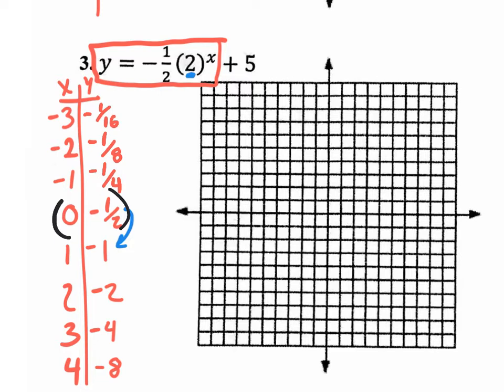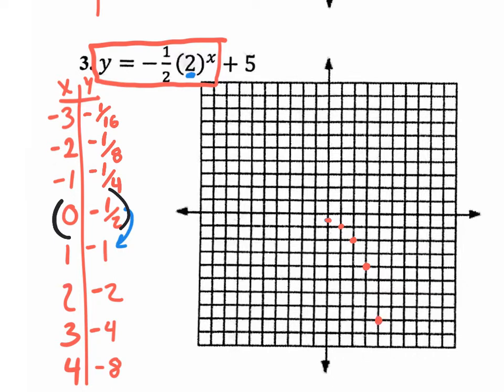0, -1/2, that would be right here. And then, let me do it in red. And then 1, -1 is going to be right here. And then 2, -2 is going to be right here. And then 4, -8 is way down here. Wait, I skipped one. 3, -4 is what I should have said. 3, -4 is right here. And then 4, -8 is down here.